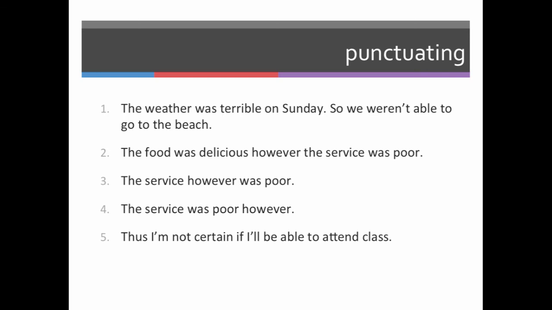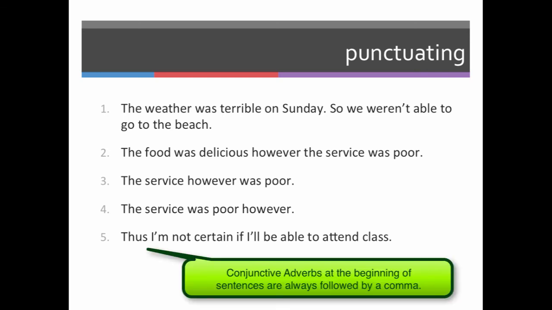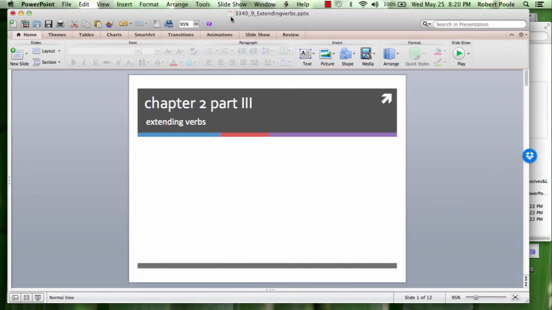In 3, however, is inserted in the middle of an independent clause. So therefore, we have comma and comma. The service, however, was poor. In number 4, the service was poor, comma, however. Thus, comma, I'm not certain if I'll be able to attend class. So that is all for part 3 of this mini lecture.